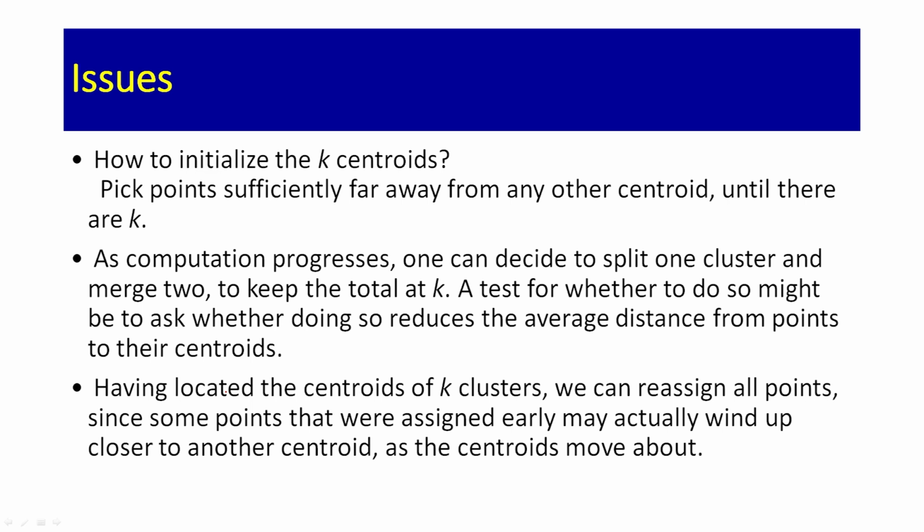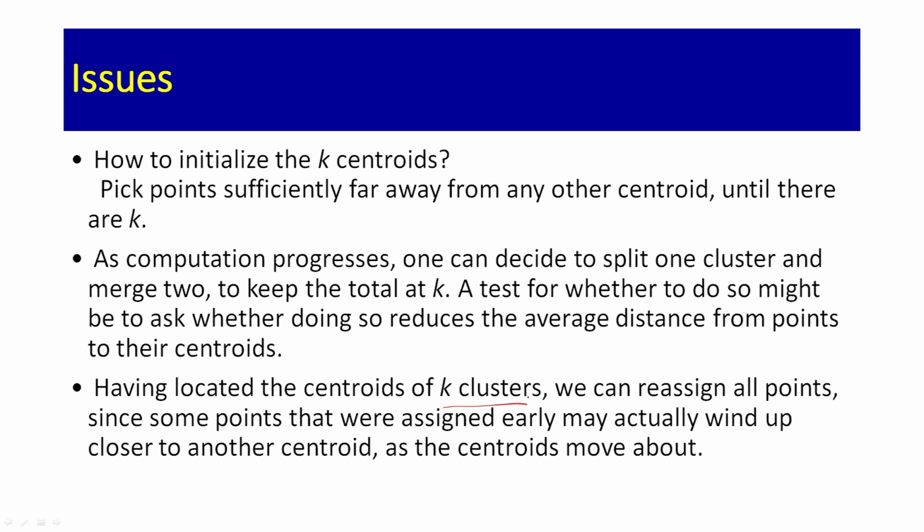You can split one cluster into 2 parts, and you can merge two clusters. So, the K remains constant because you have already chosen the K, right. K can be 1, 2, 3, 4, 5 depending on whatever you need. The test of whether to do so is to ask whether doing so reduces the average distances. Having looked at the centroids of K clusters, we can then reassign all the points, because it is very easy to reassign which point is close to which centroid, right. That is what this is.